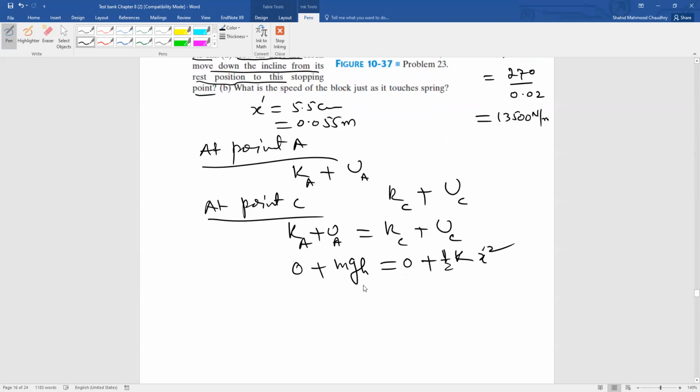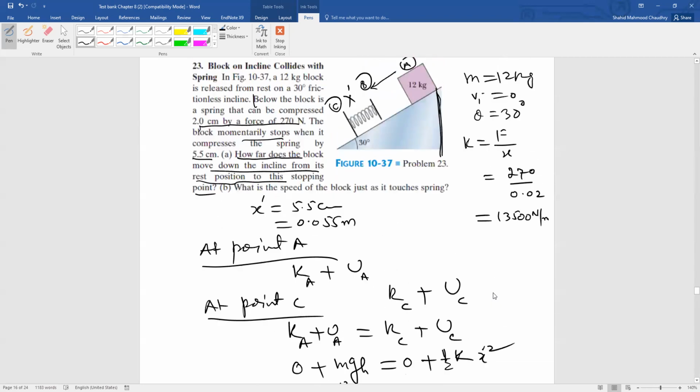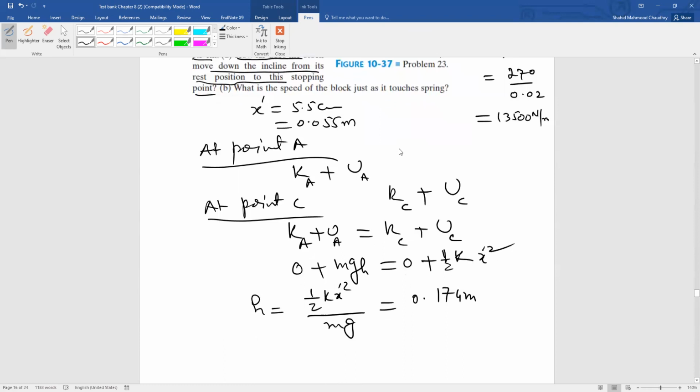Now I want to find this h value. From here, I will find the h value. So h is equal to 1 over 2 k x dash square divided by mg. When I solve this, I will get the value 0.174 meter. It means my height, this, is 0.174 meter.